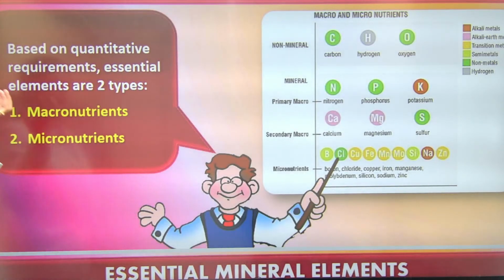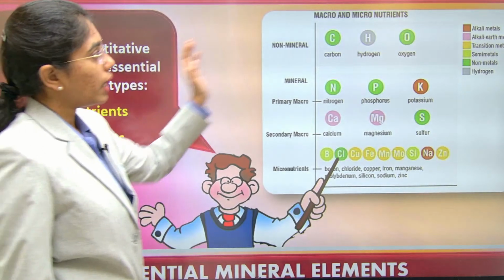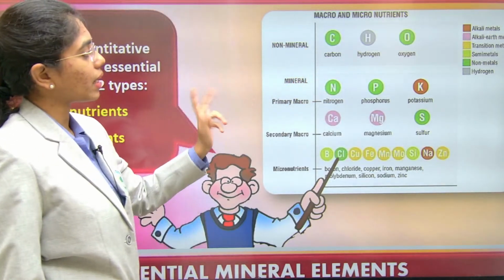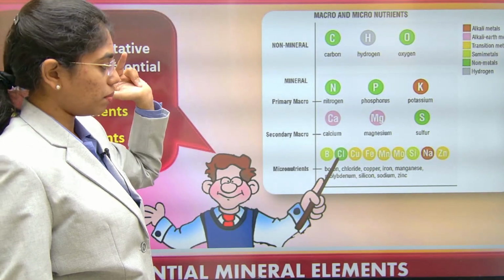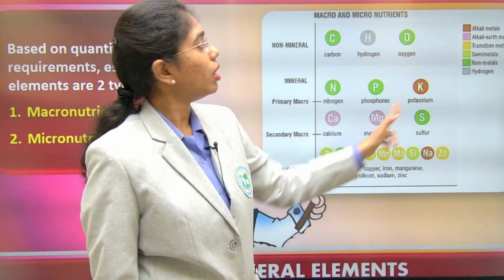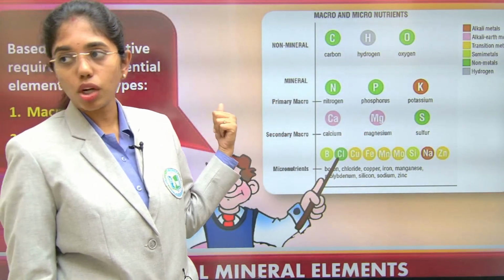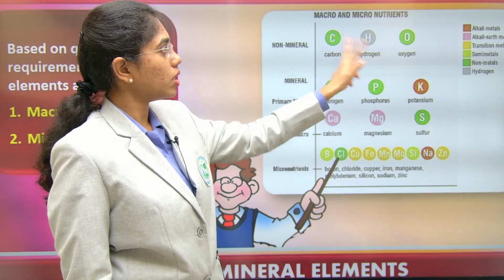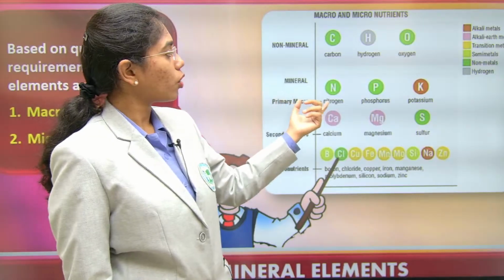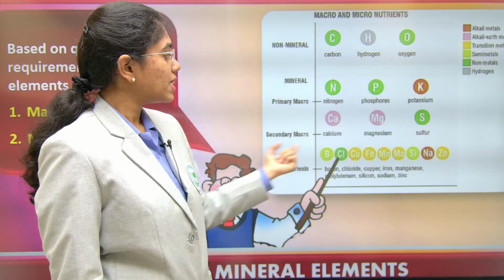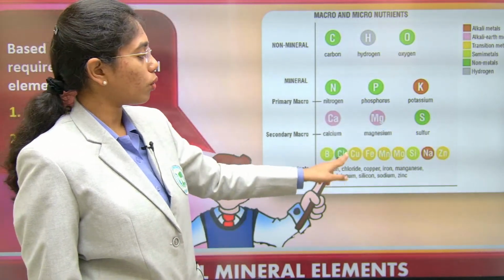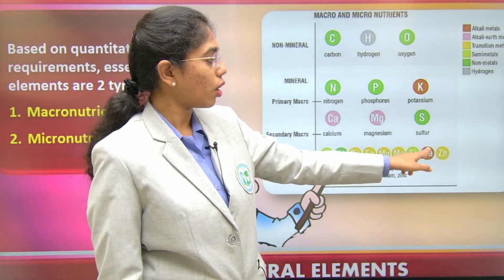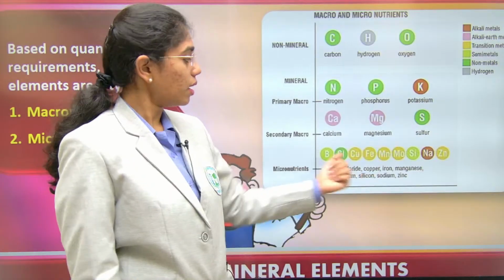Essential mineral elements are classified based on quantitative requirements. Based on the quantity in which the element is required, we have two types, macronutrients and micronutrients. Here this table you can see clearly. If you want, you can take a screenshot as well. Carbon, hydrogen, oxygen are the non-mineral sources. Primary macronutrients are nitrogen, phosphorus and potassium. Secondary macronutrients are calcium, magnesium and sulfur. Micronutrients you can see are boron, chlorine, copper, ferrous, manganese, molybdenum, silicon, sodium and zinc.